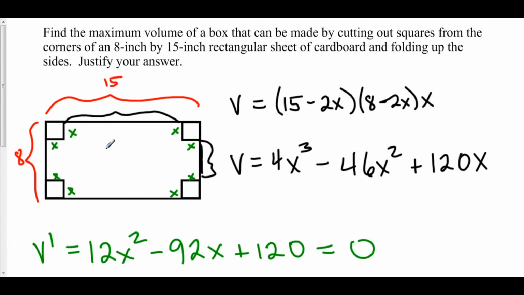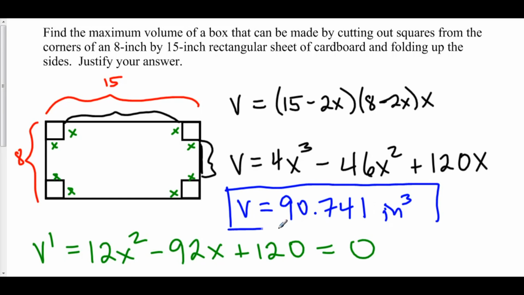Now all we have to do is just plug 5/3 back into V. And when you plug 5/3 in, you get that the volume is equal to 90.741 inches cubed. And this is the maximum volume of a box that can be made by cutting out squares from the corners of an 8 by 15 inch cardboard sheet. We got this, of course, by doing our first derivative analysis, getting 5/3 as a relative max and plugging that back in to the volume function.